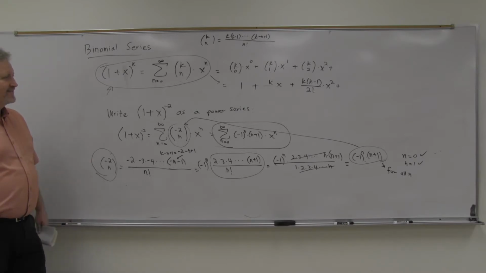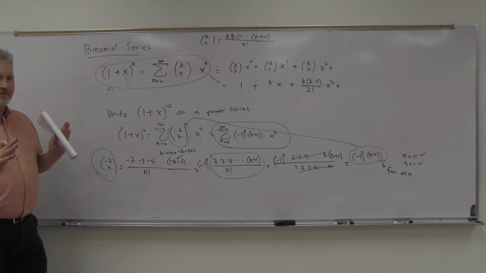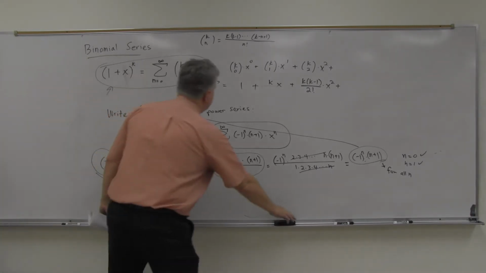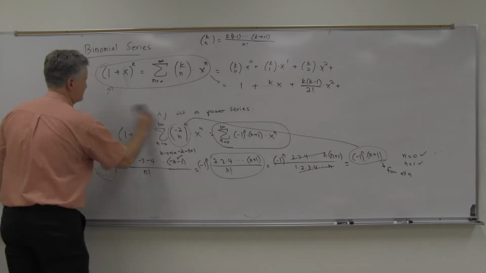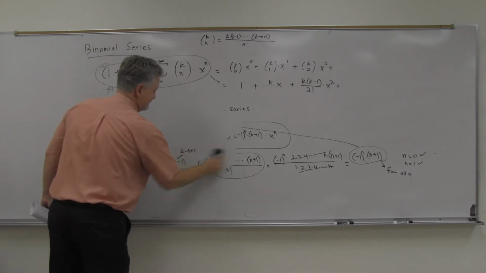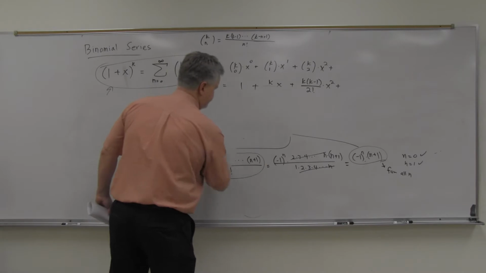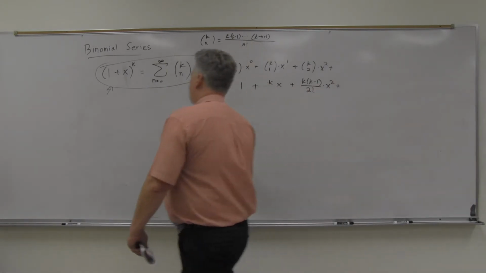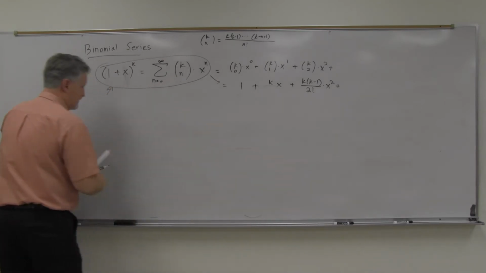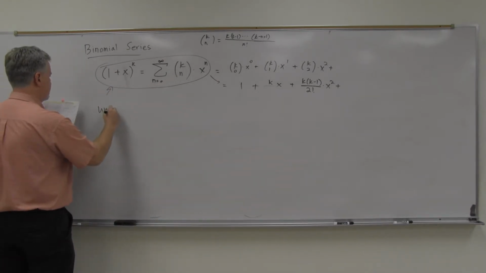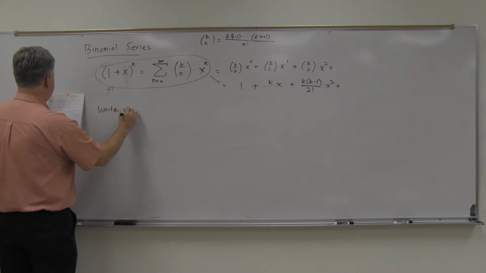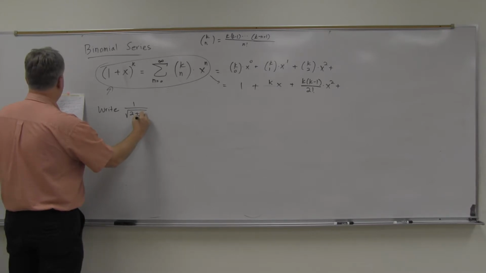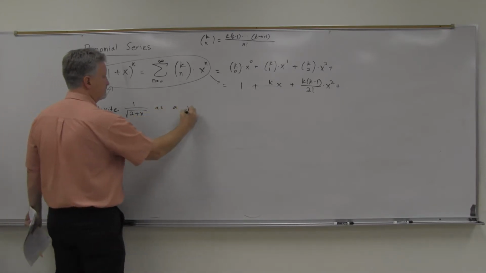All right. So that's a fairly straightforward one. Hopefully you get the gist of it. Any questions? Well, let's try this one. Let's write 1 over square root of 2 plus x as a power series.